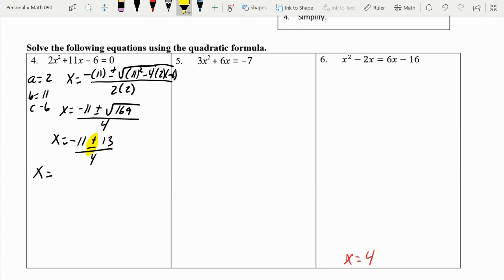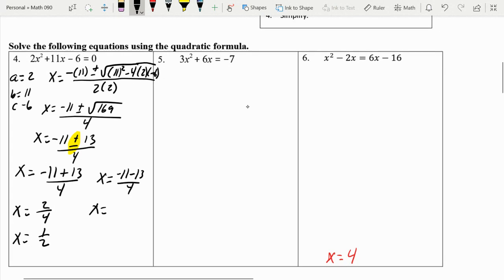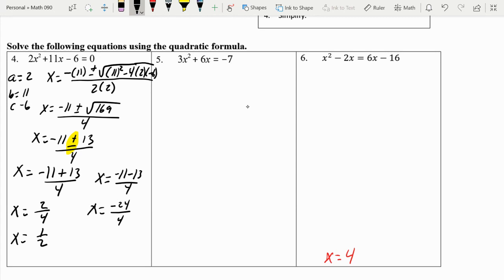Break it up. You're going to have two answers. There's your two answers right there, so you have to break it up: x is equal to -11 plus 13 over 4, and then x is equal to -11 minus 13 over 4. So -11 plus 13 gives me 2 over 4. Reduce that down to 1/2. Over here, -11 minus 13 gives me -24 all over 4. -24 divided by 4 gives me -6. So there are my two answers. Remember, you're going to end up with two answers here.